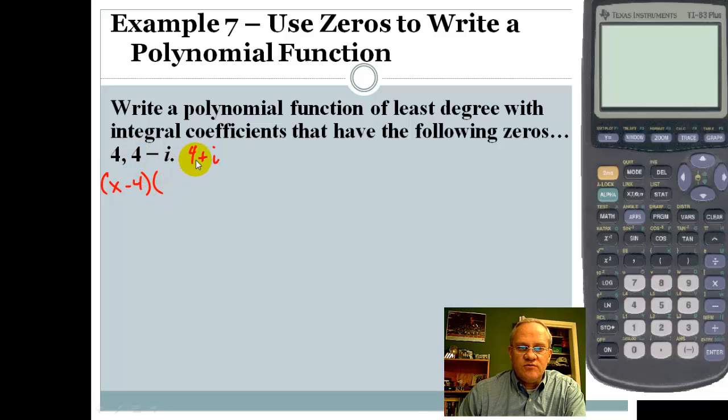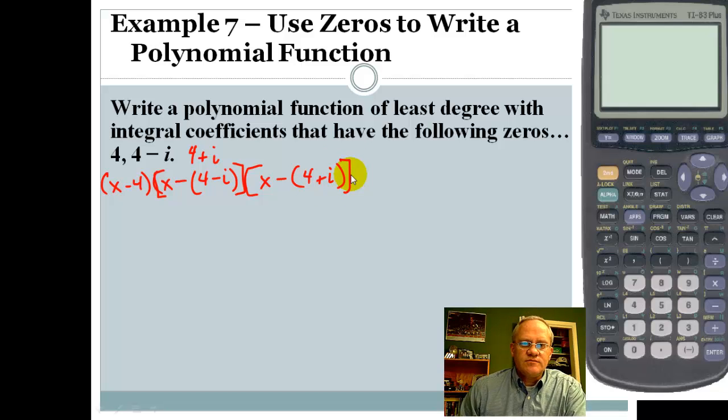Then this one, remember how we did this before? We did minus x minus each one of these. We changed the sign basically. So here's why it's a little hard. So it's going to be like x minus 4 minus i. And actually, let me do this. Make these brackets. And x minus 4 plus i.